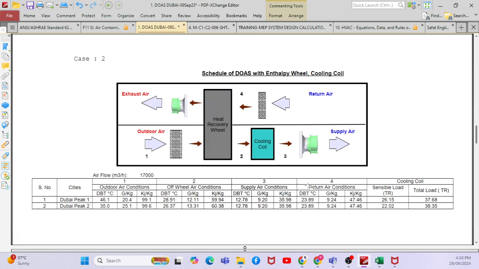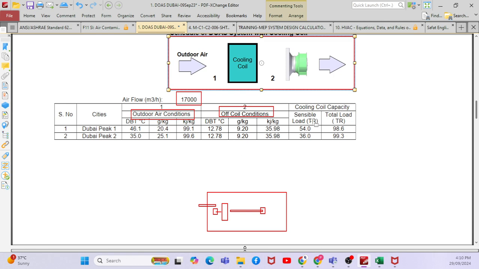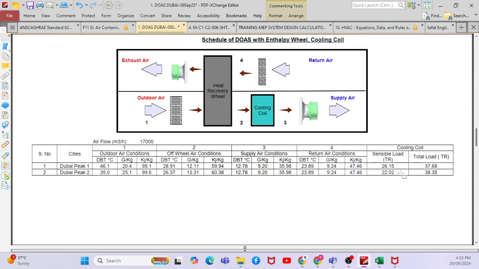Clear, right? Without the heat wheel, the capacity of the machine is 98.6. If you use the heat wheel, the machine capacity is 37.68. So this is the energy saving. If you go with any manufacturer, they use the heat wheel. In India, there are famous heat wheel makers like DRI. There are different manufacturers available for the heat wheel, so based on the heat wheel, you have energy saving.